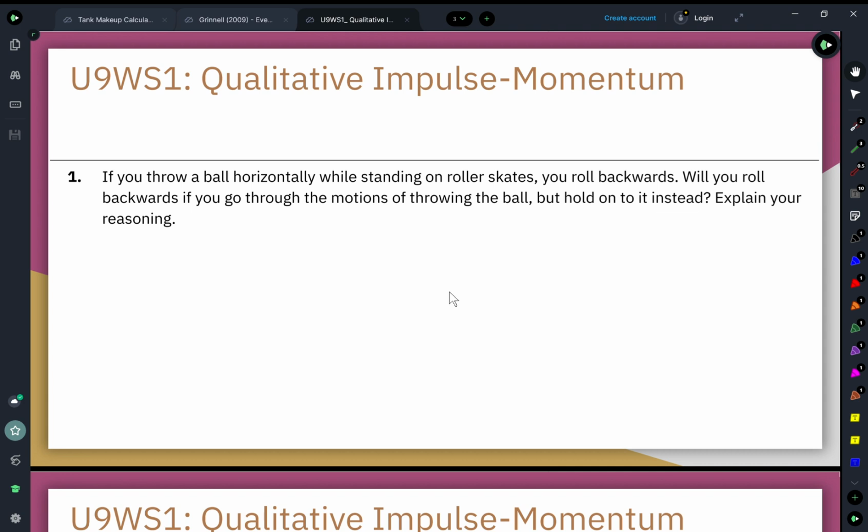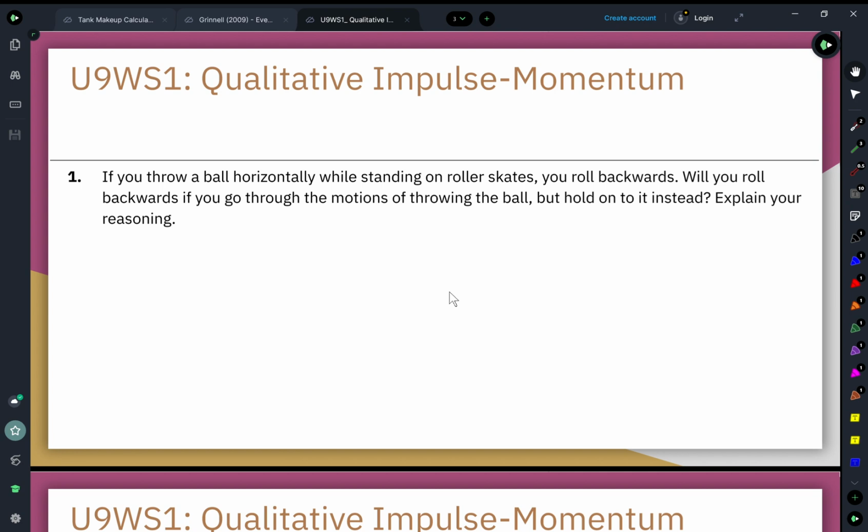Okay, so Unit 9, Worksheet 1, Qualitative Impulse Momentum. What I'd recommend we do for every single problem on this worksheet is to first read the question and then draw a picture that goes along with it, trying to represent what's occurring in the problem.